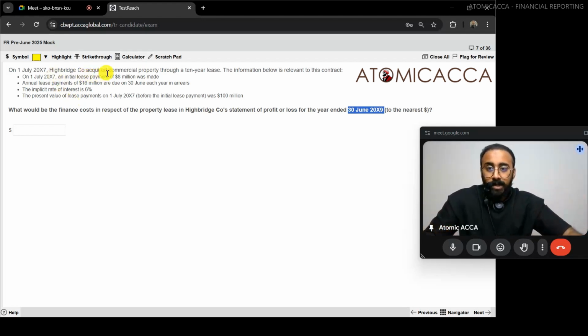So Highbridge acquired commercial property through a 10-year lease. Information below is relevant to this contract. On 1st July X7, an initial payment of 8 million was made. Annual lease payments of 16 million are due on 30th June each year in arrear, so lease rentals are paid at the end, 16 million. Implicit interest rate is 6%. So finance cost will be 6% of whatever is the opening balance in that year. Then the present value of lease payments on 1st July X7, that is at the beginning, before that initial lease payment, was 100 million.